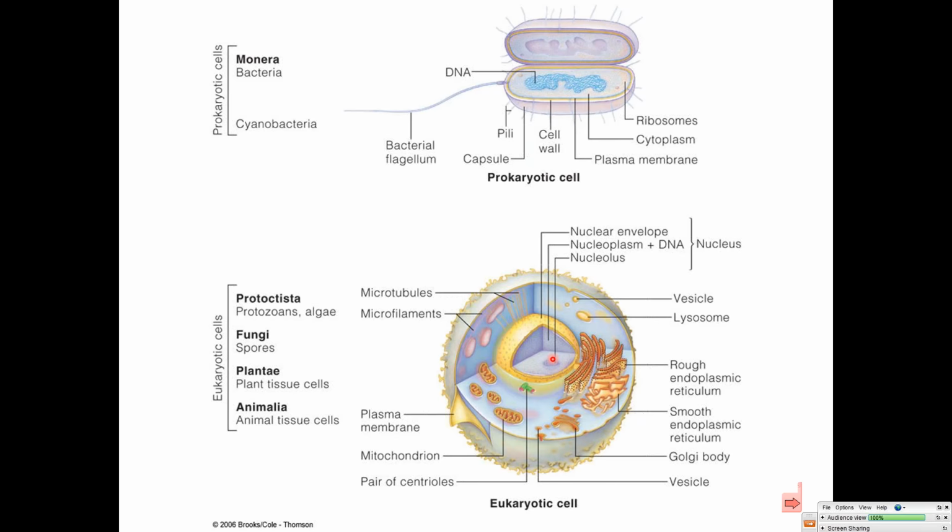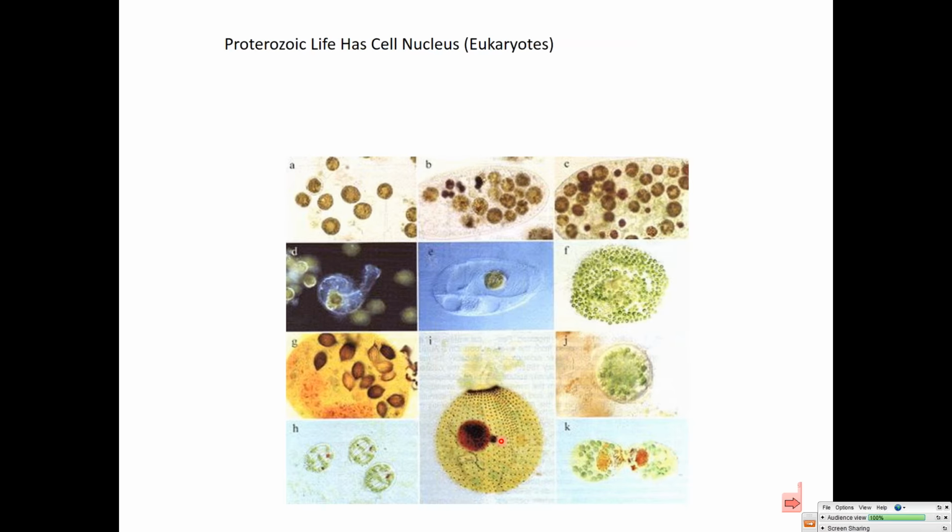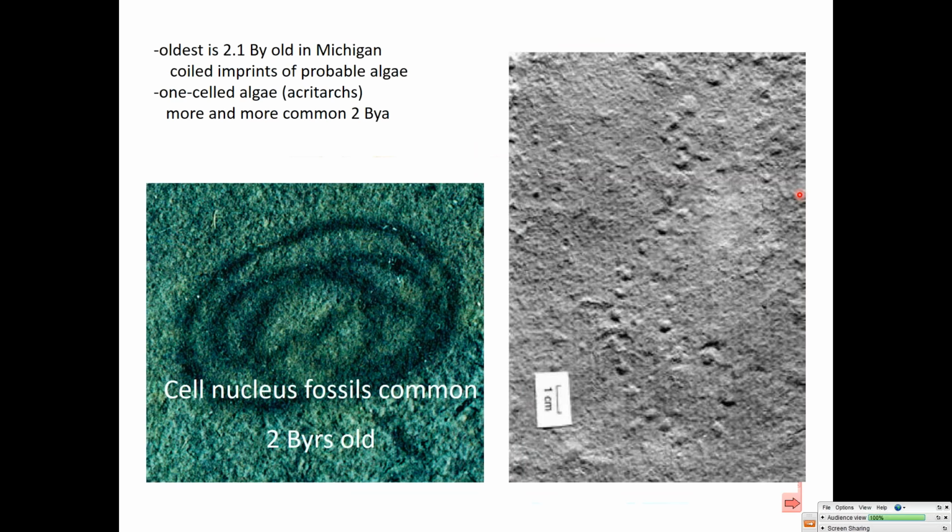Okay. And so protists, which include algae, like seaweed, fungi, like mushrooms, plants and animals, all are eukaryotes, meaning they have eukaryotic cells. Okay? So as I mentioned, these eukaryotic cells, here's some images of eukaryotic cells, they came on the scene about 2.1 billion years ago. Here's an example of a fossil. The oldest ones are found in Michigan, these coiled up imprints of probable algae. So the oldest form of eukaryotic organism was algae. Okay, so that green slime, right, that forms in water, algae.